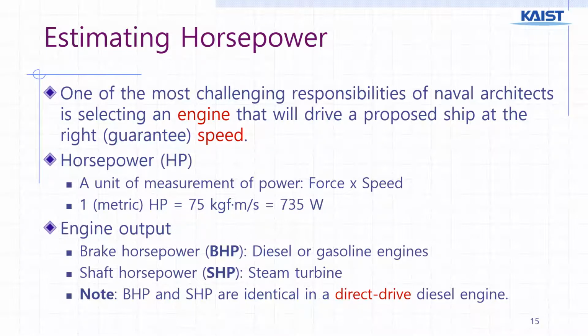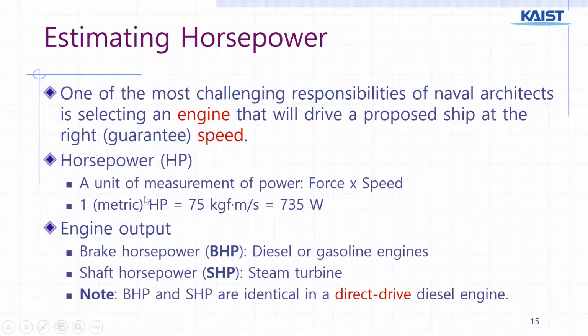As I told you before, we collect all the resistances. Then the total resistance can give the horsepower. But it is not easy. The challenging responsibility of a naval architect is selecting an engine that will drive a proposed ship at the guaranteed speed. It is most important. It is in the contract signed when the ship is purchased. There should be a guaranteed speed. So it is very important.